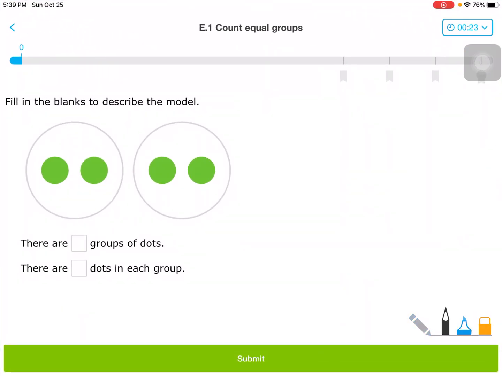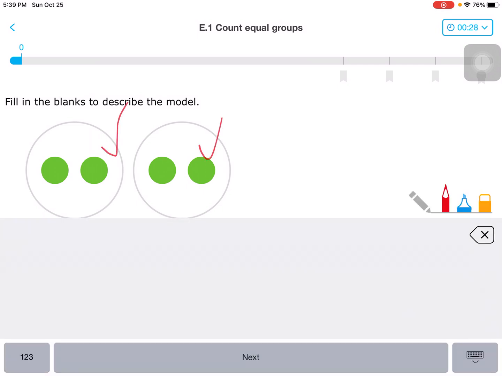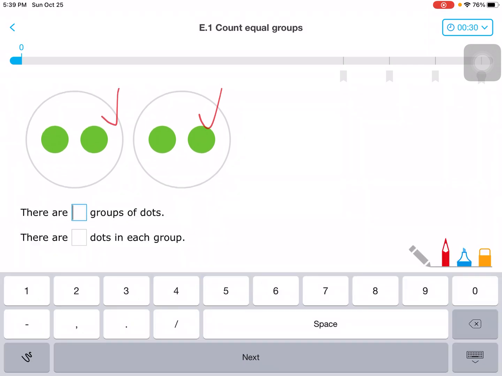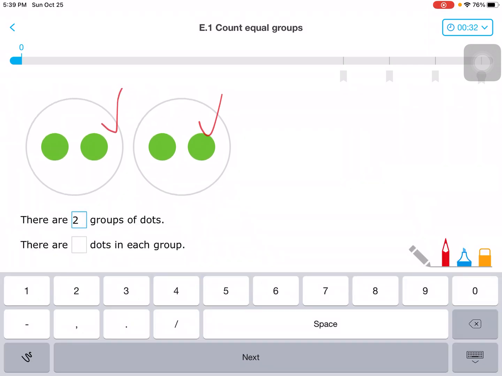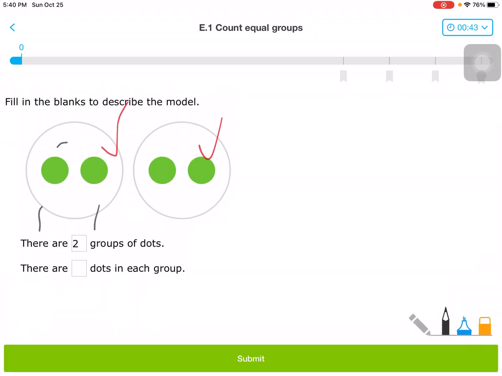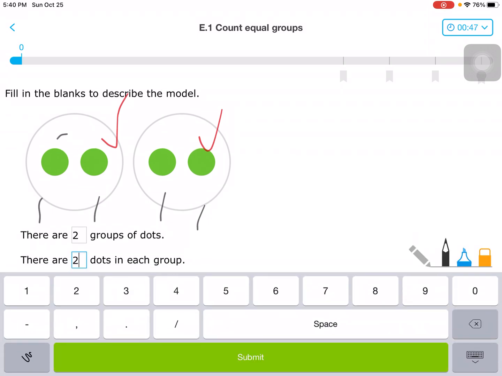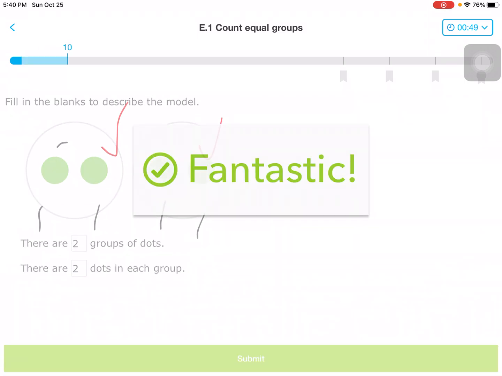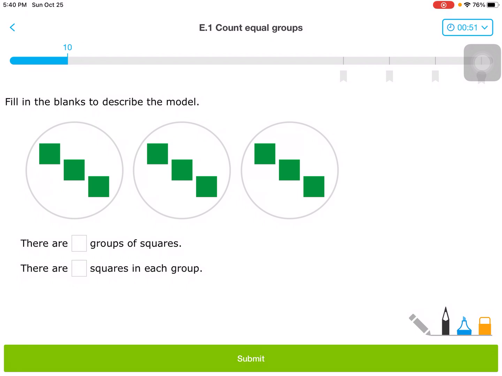Well, how many groups are there? Well, there's 1 group, 2 groups. So we're just going to write there are 2 groups of dots. How many are in each group? It says there are blank dots in each group. Well, I've got 1, 2, and 1, 2. There are 2 dots in each group. And that's all we're going to do. They're not asking us how many there are altogether.